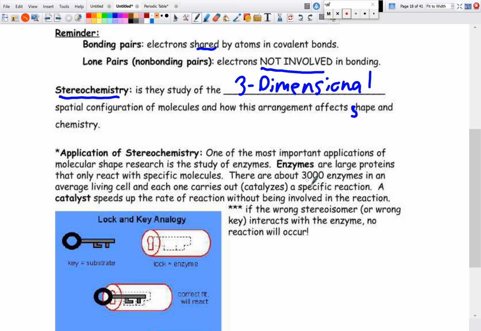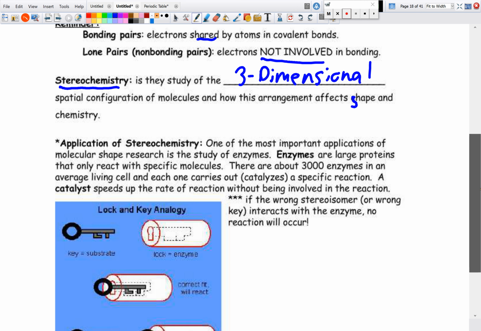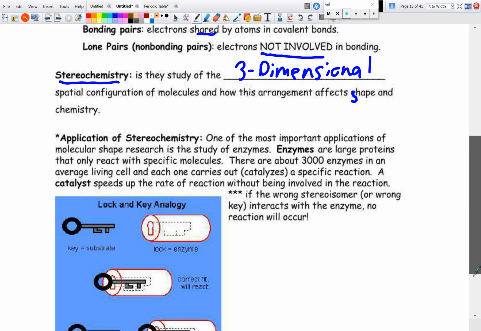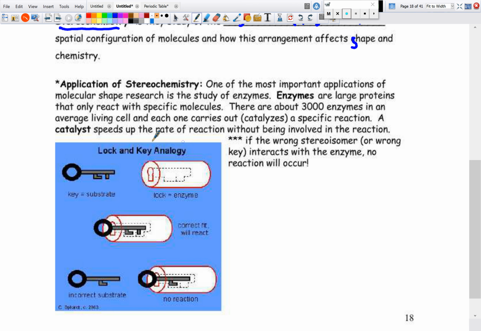So what we have right here, there's about 3,000 different enzymes in an average living cell, and each one carries out or catalyzes specific reactions. Now, you don't need to worry about those numbers, but this is just where the three-dimensional shape will affect the molecule. And if the wrong stereoisomers are present, then reactions won't occur. So that's why it's important, this little lock and key analogy, right? Everything needs to match up perfectly.